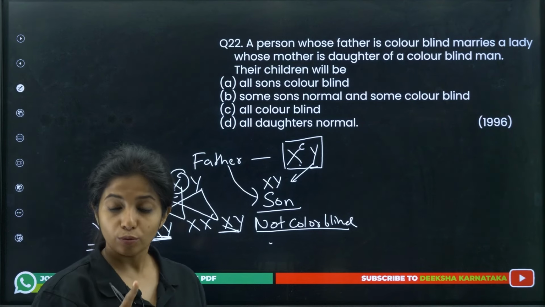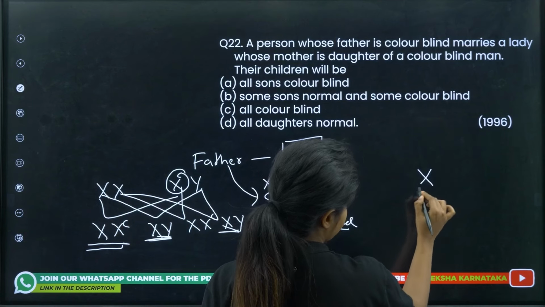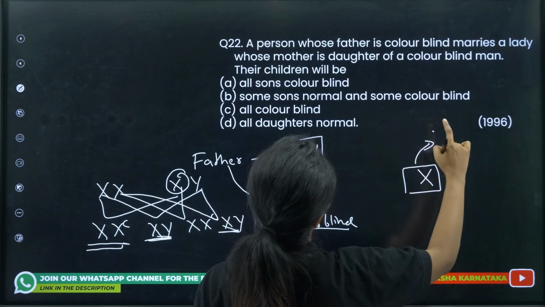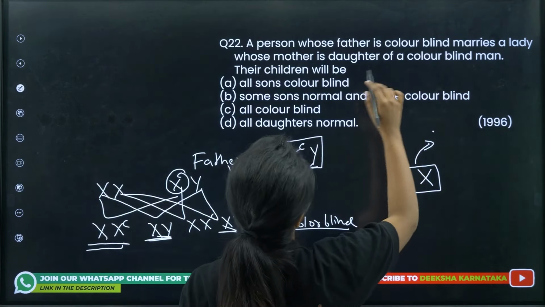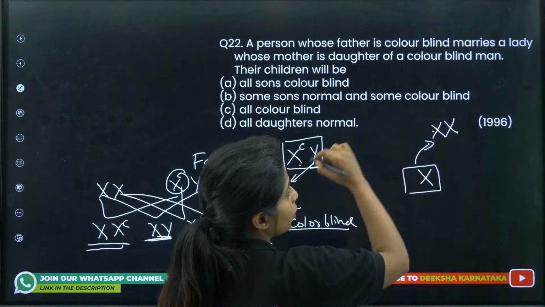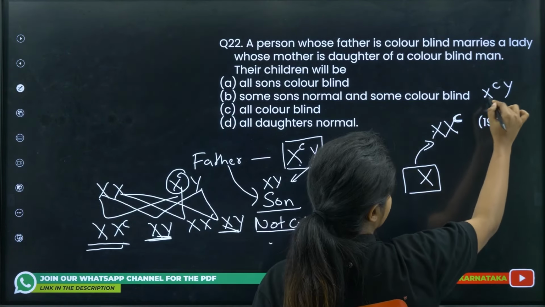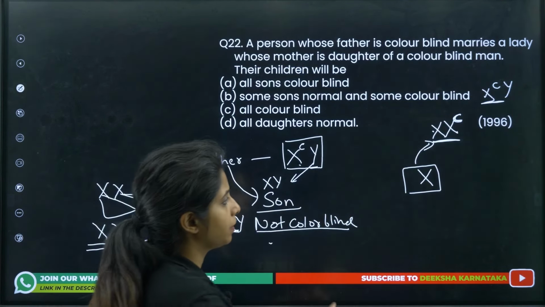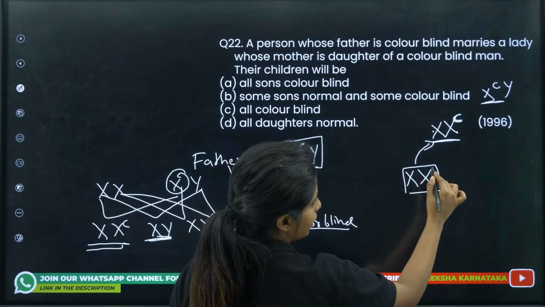Okay, wait, he marries a lady, whose mother is a daughter of a color blind man. So basically she is a carrier. A color blind man always gives his X. So here she can be a carrier. This particular lady can be a carrier.